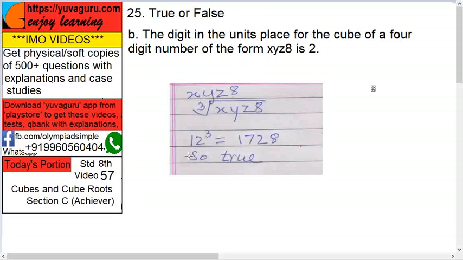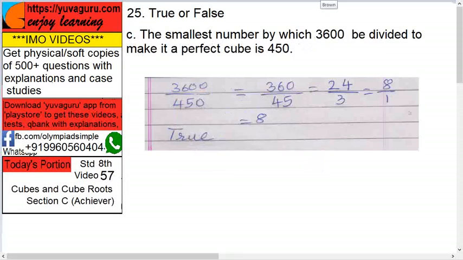Also, if you don't remember this, then there is one method. Last digit is 8. Check the cube of 2 is 8. So always check with the simplest numbers first. 2 cube is 8. So this answer is true, because if the number is 8 at the end of any cube, then the cube root will definitely have 2 at the units place, right?